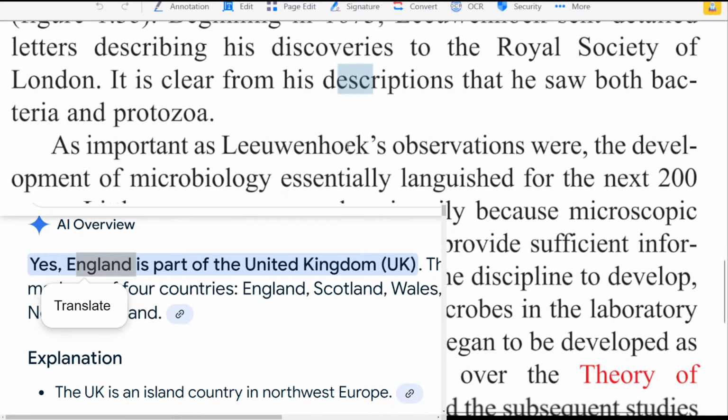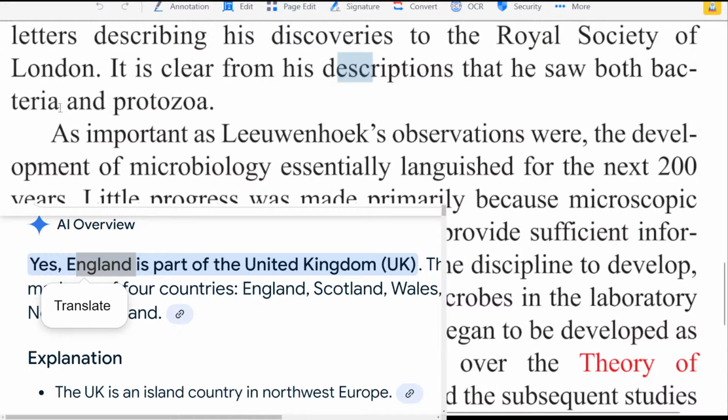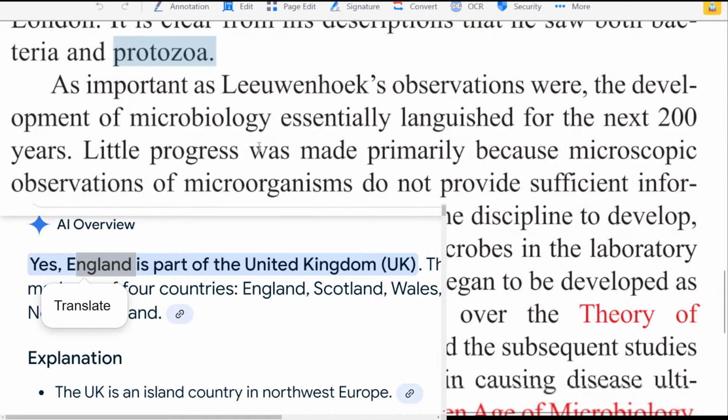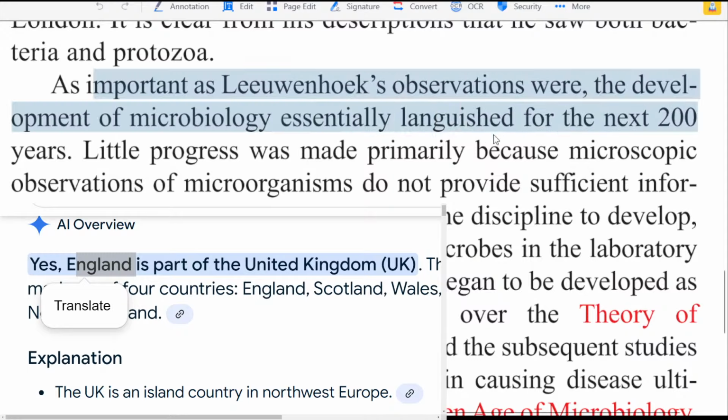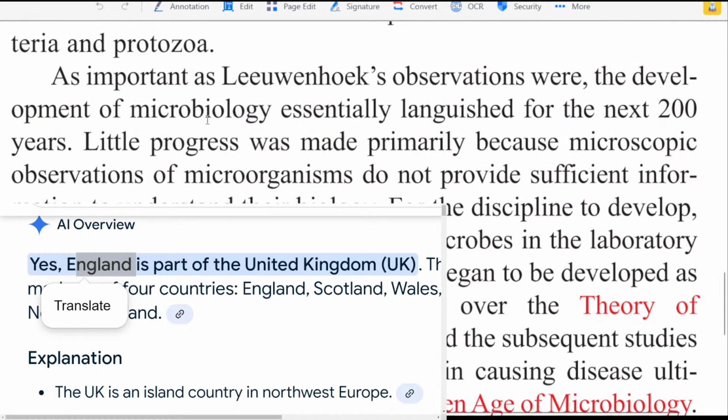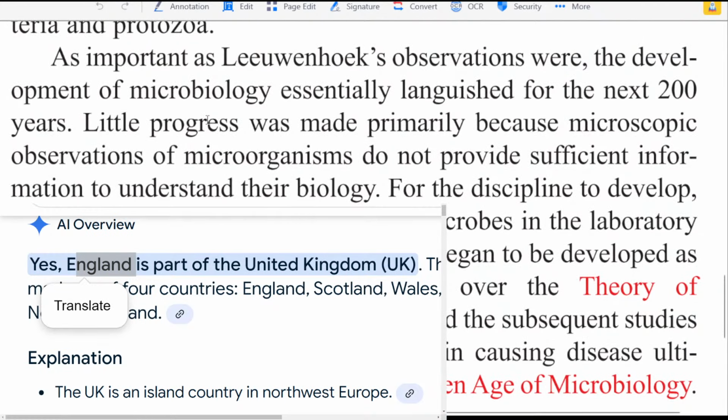It is clear from his descriptions that he saw both bacteria and protozoa. Now that he described it, it's bacillus shaped or round shaped, and for protozoa the same kind of definitions, so these days we can get what this guy was talking about. As important as Leeuwenhoek's observations were, the development of microbiology essentially languished for the next 200 years. Guys, so there was a break. People either didn't care about the published document, or they just didn't think it was that important, or they didn't know the significance of it.